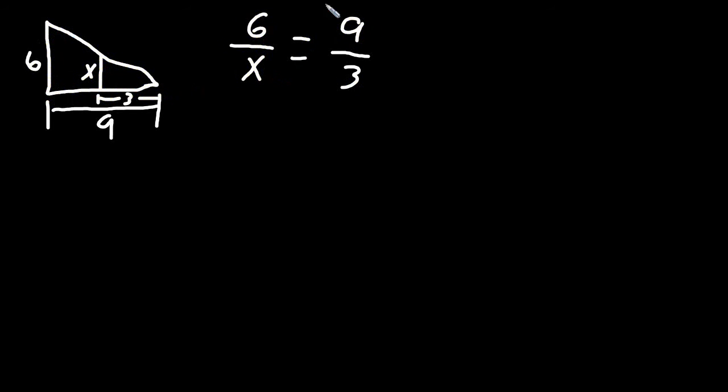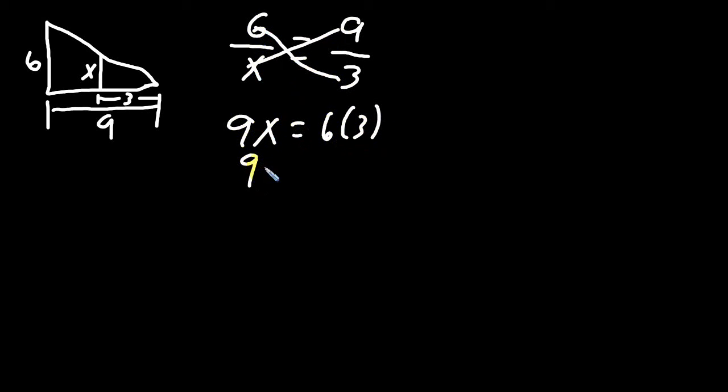So you want to solve this proportion. You just cross multiply. You'd have 9x equals 6 times 3, which is 18. So you have 9x equal to 18. Divide each side by 9, and we have x equals 2. Okay, so that would be the length of this side using similar triangles.